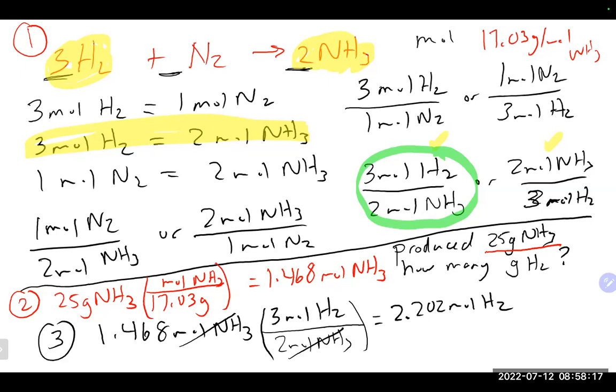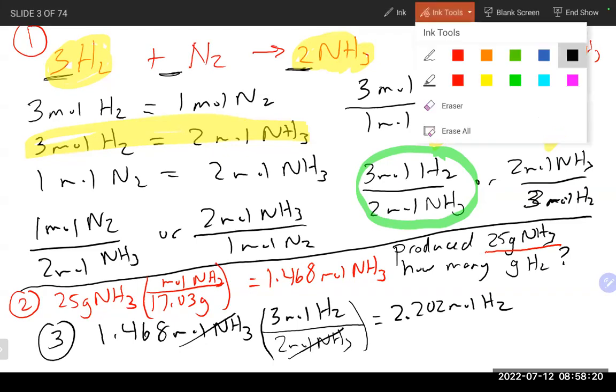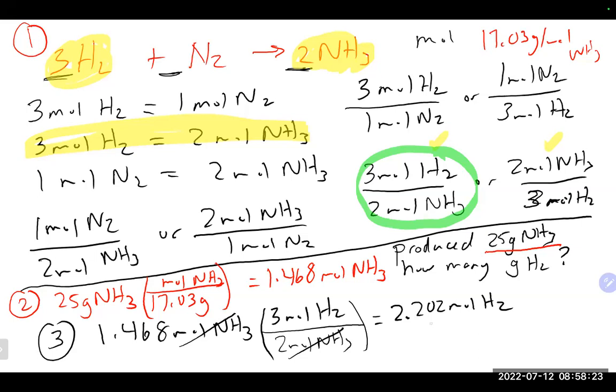But we do want grams, which means we do need to do step number 4, which is one last conversion, which is basically to take it from moles to grams. But we do have to remember in this case, we are now at H2, so we want the molar mass of H2, and we do not want to use, obviously, the molar mass of NH3 at this point. So if you go to the periodic table, you would see that there are 2.016 grams per mole of H2. That is going to cancel out the moles and give us 2.202 times 2.016, approximately 4.4 grams of H2.